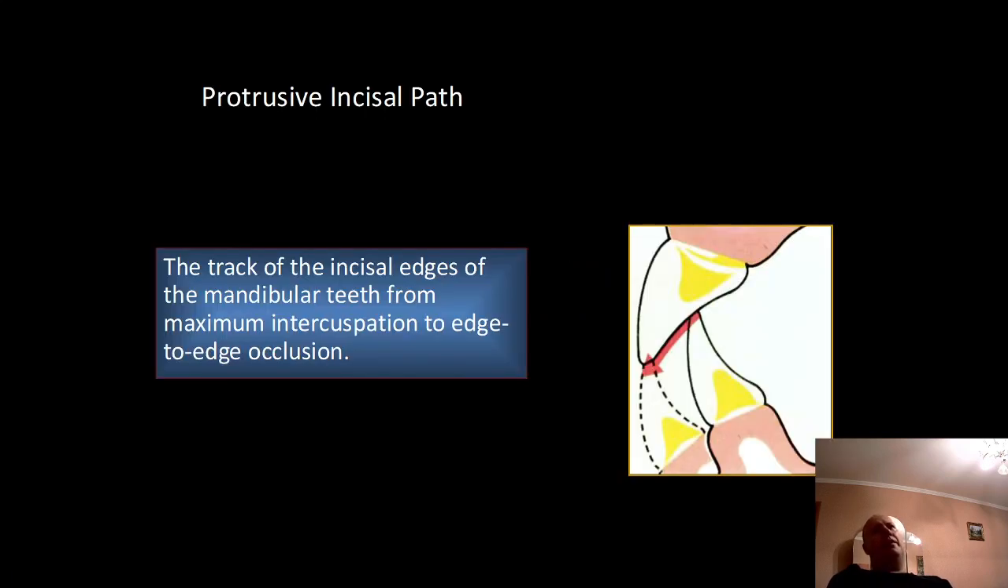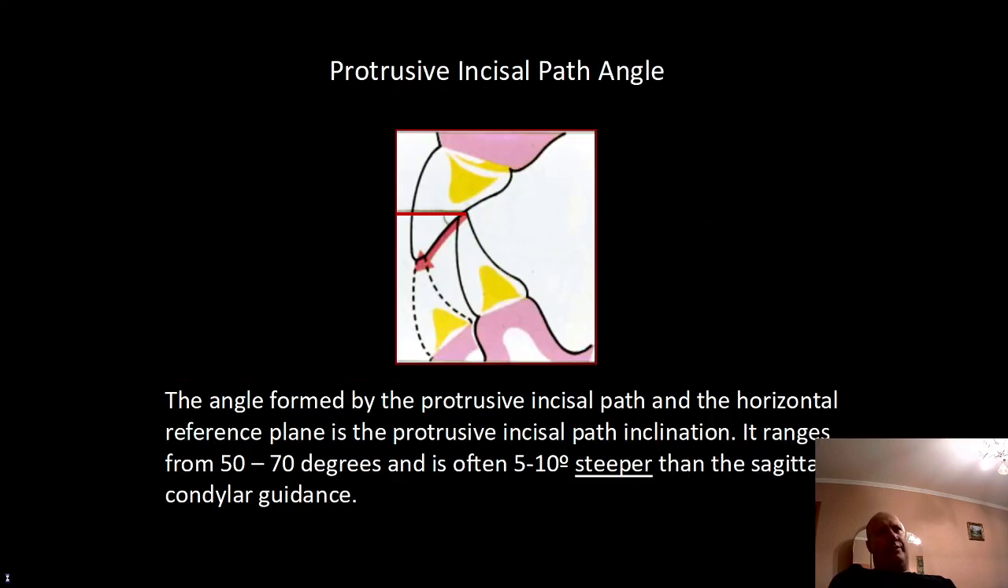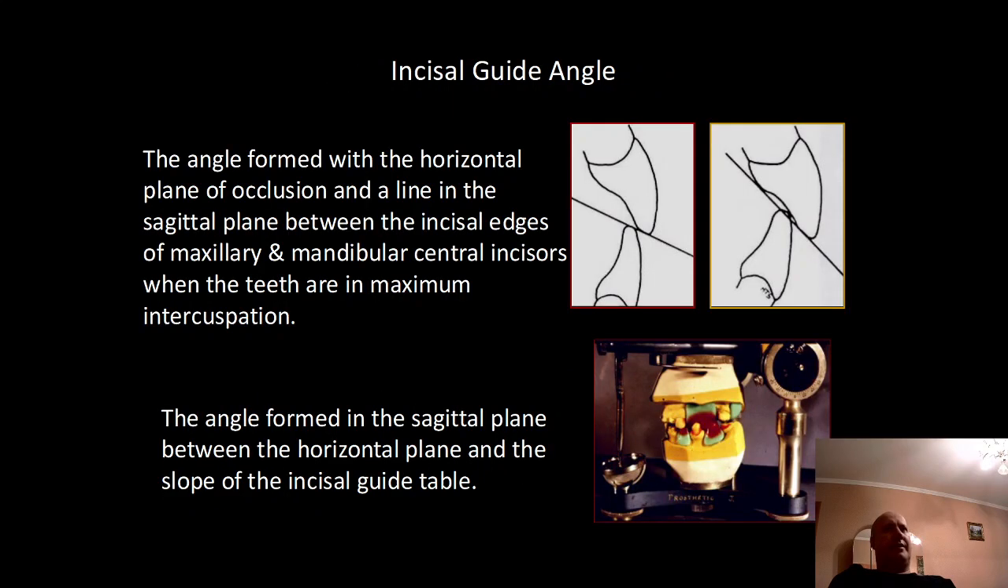Protrusive incisal path or way. The track of the incisal edges of the mandibular teeth from maximum intercuspation to edge-to-edge occlusion. Protrusive incisal path angle. The angle formed by the protrusive incisal path and the horizontal reference plane in the protrusive incisal path inclination. It ranges from 50 to 70 degrees and is often 5 to 10 degrees steeper than the sagittal condylar guidance.